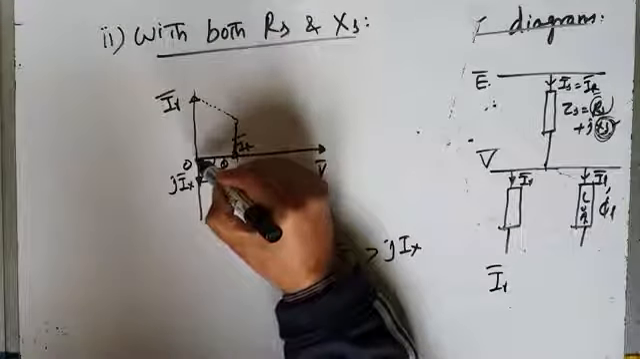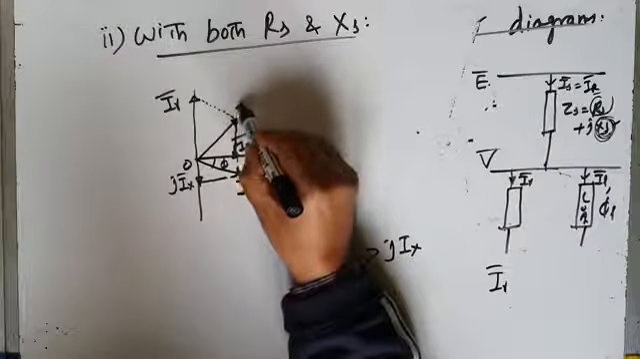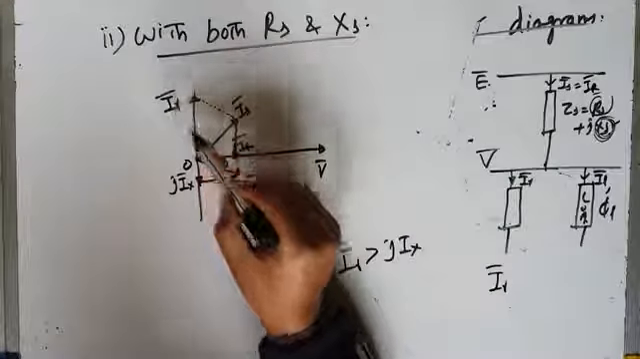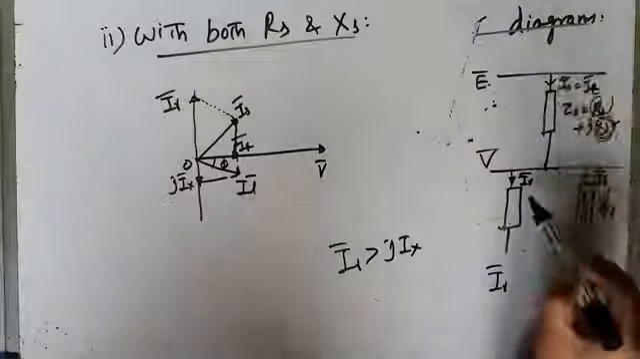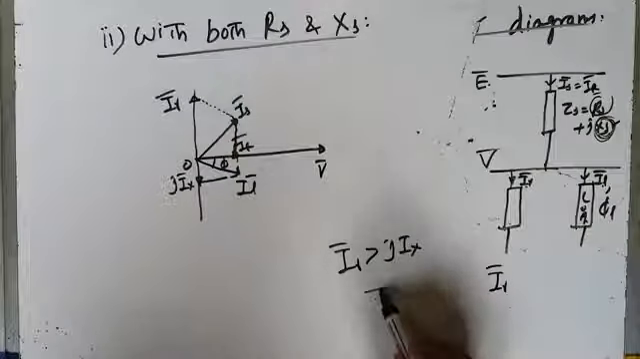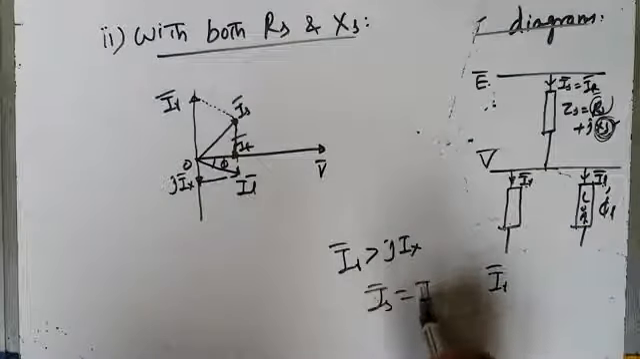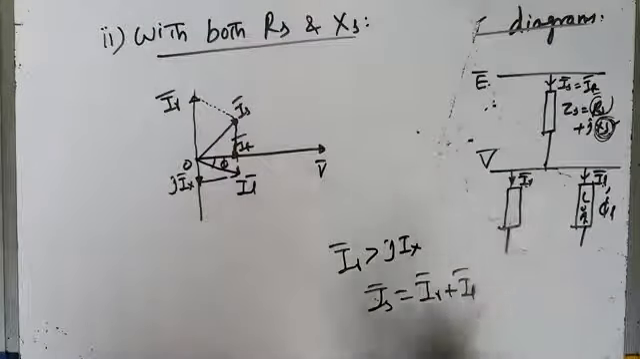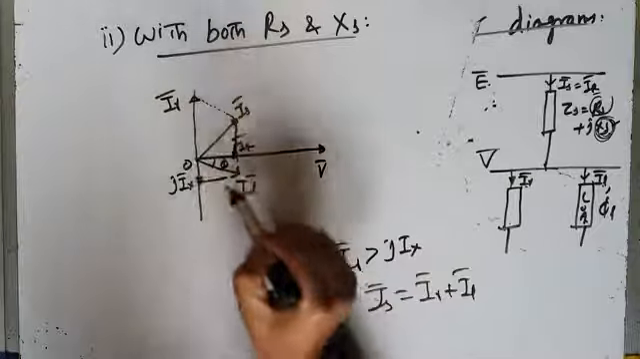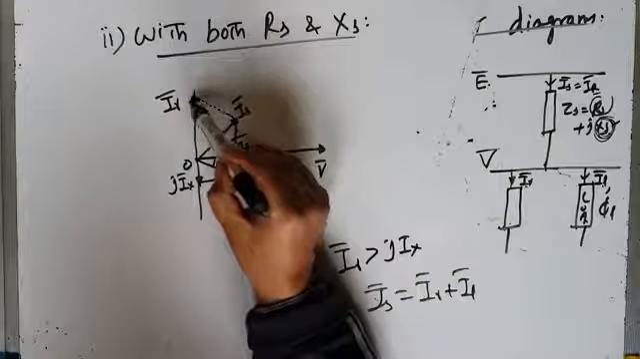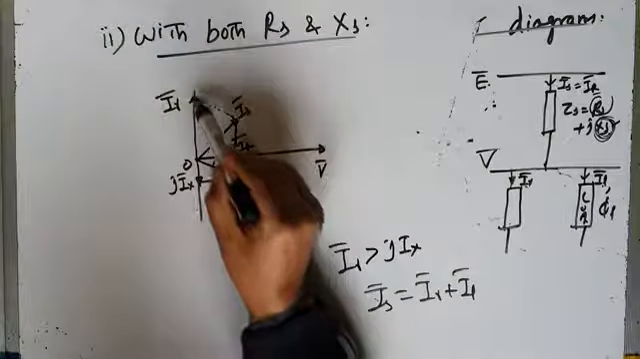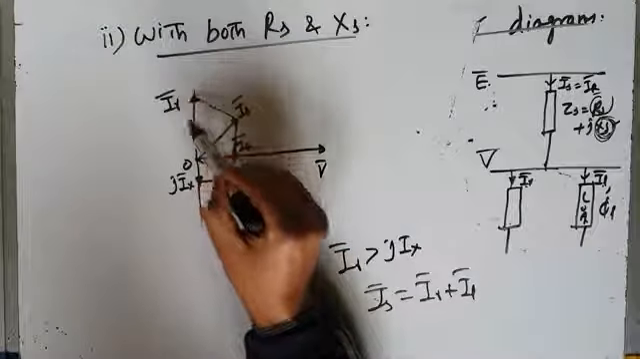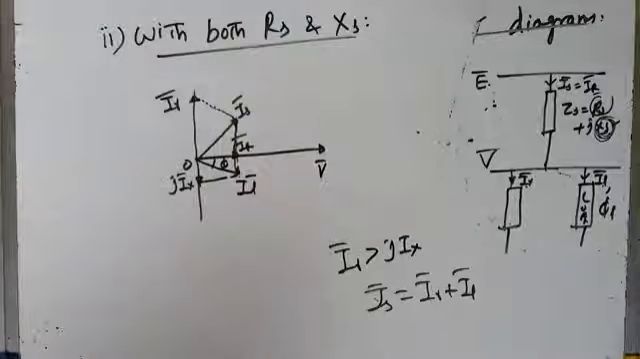Because of this, it will result in the flow of source current. This is your source current IS, and this source current is the phasor sum of I gamma and IL. Source current is I gamma plus IL, the load current. On the phasor diagram you can show it like this: if this is I gamma and this is IL, complete it, so this is IS. So IS is the phasor sum of I gamma and IL, right?